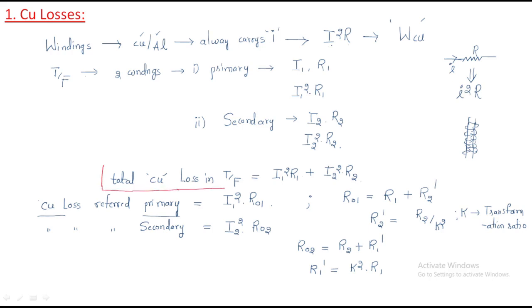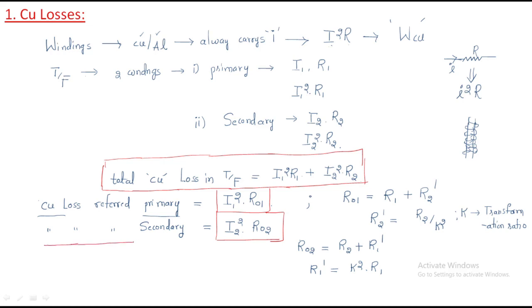I1 square R1 plus I2 square R2 is nothing but the complete formula of the copper loss. And we have a second formula, which is referred to primary, that is I1 square R01 and I2 square R02. These are the three formulas we are using to find out the copper loss across any transformer.